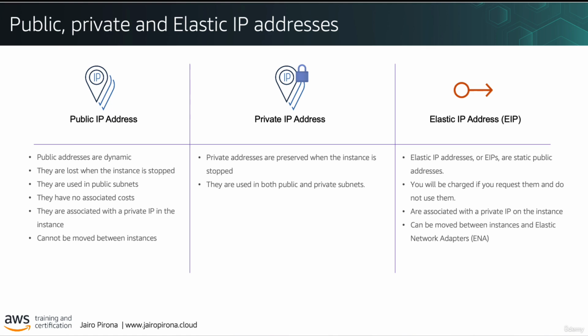And then, elastic IP addresses, or EIP addresses, are static public addresses. You will be charged if you are not using them. So, if they're assigned to your account, but they're not being used, you'll pay a fee for them. They are associated with a private IP on the instance and can be moved between instances and elastic network adapters.